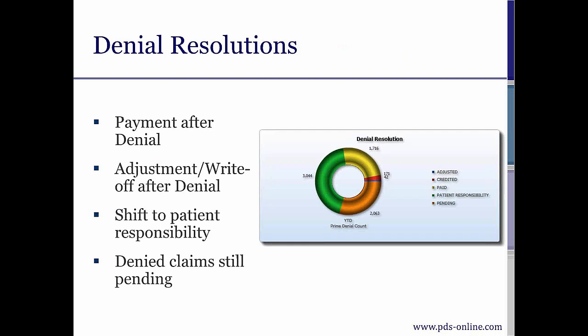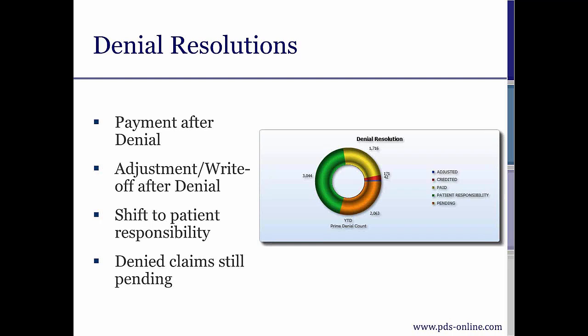And we've broken it down into 4 different areas. When you have a denied charge, you can get a payment on that charge after the denial. You can write it off or adjust it off after the denial. You may shift it to your patient responsibility, or it could still be pending and sitting in your AR, waiting to be worked, waiting to obtain more documentation, waiting to obtain the right information that you need in order to appeal it or send it back to the payer.